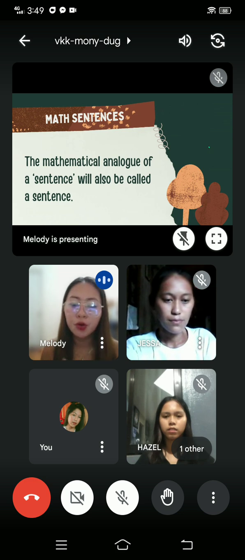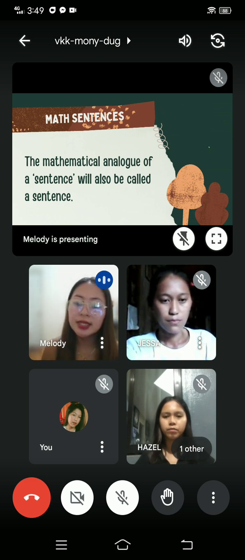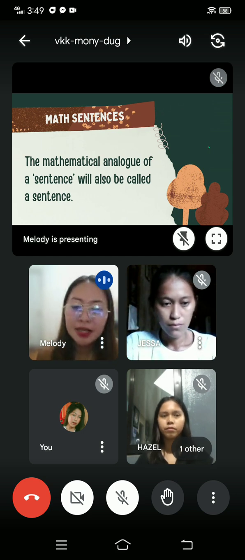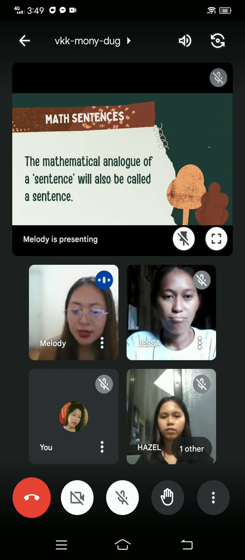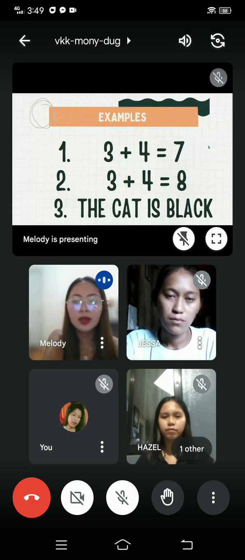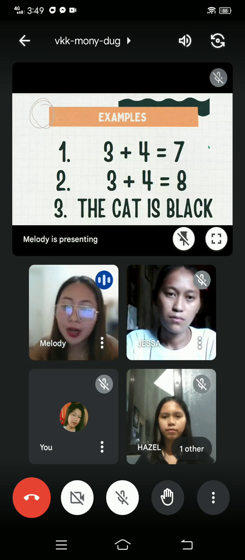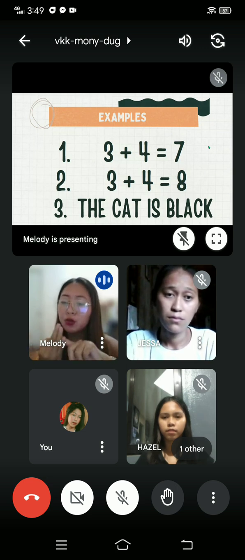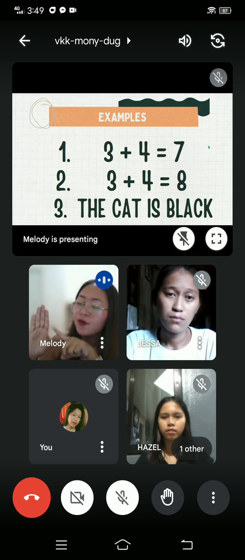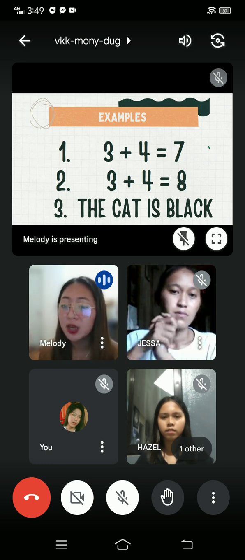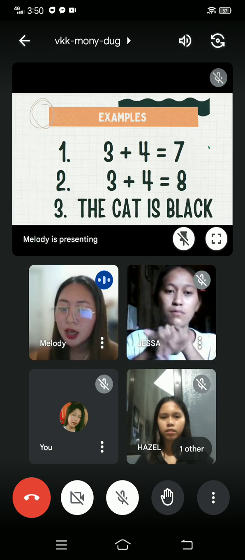Sentences can be true or false. The notion of truth, the property of being true or false, is of fundamental importance in the mathematical language. So here are the examples. Number 1, 3 plus 4 equals 7. If you count 1, 2, 3, 4, and add 3, 5, 6, 7, so it is true. And for number 2, 3 plus 4 equals 8, so that should be false.